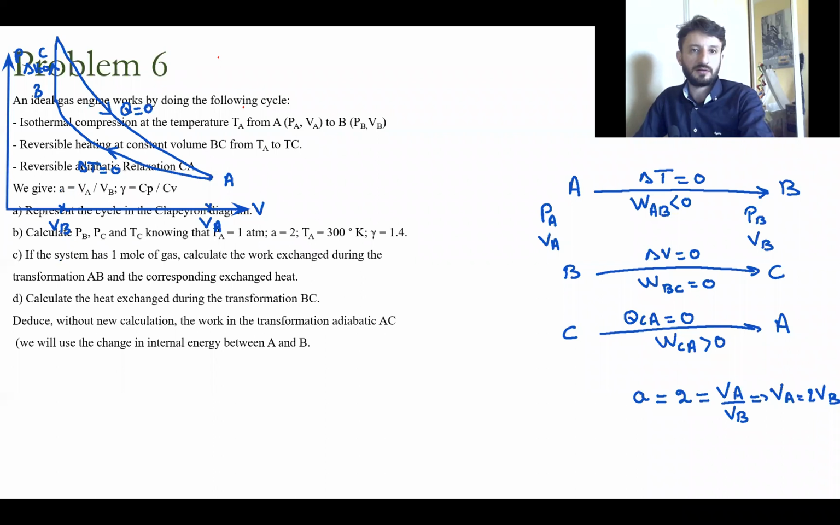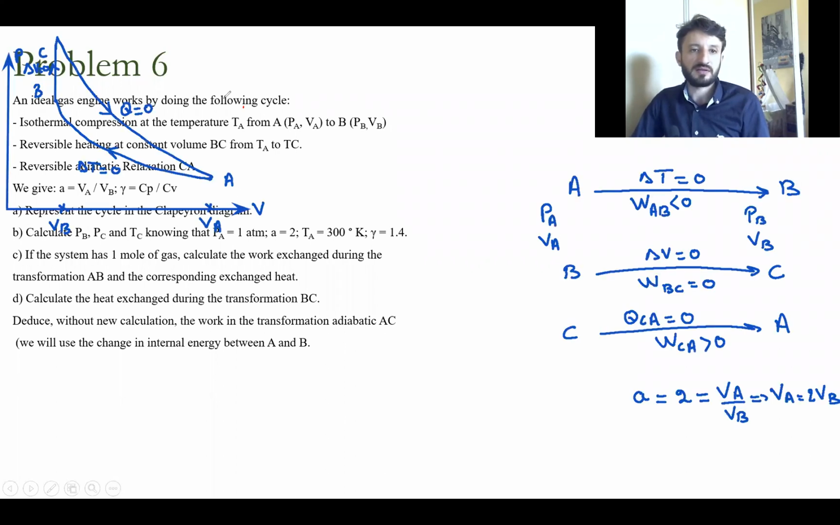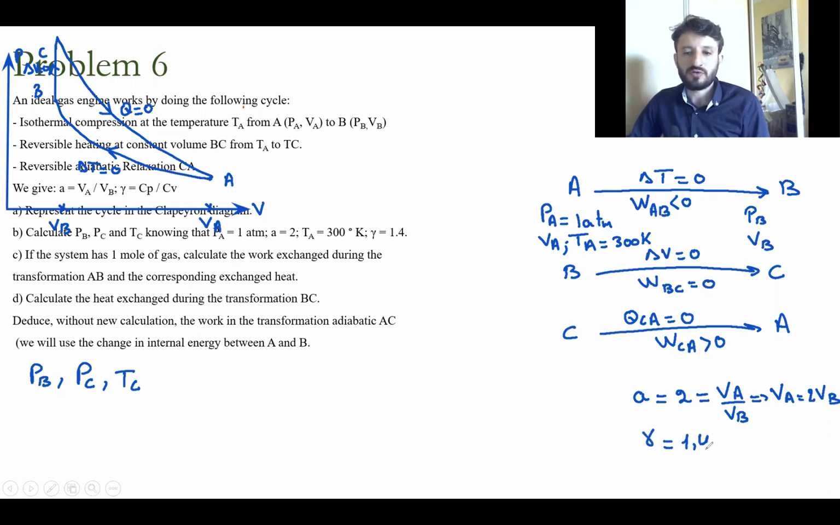Anyway, we come back. Part B, I have to find PB, PC, and TC, and I give you a. Okay, let me write here the given. I want to calculate PB, PC, and TC, and I give you PA, which is equal to 1 atm, and we have a equals 2, and we have TA equals 300 Kelvin, and I give you gamma equals 1.4. Okay, I want to calculate these parameters.